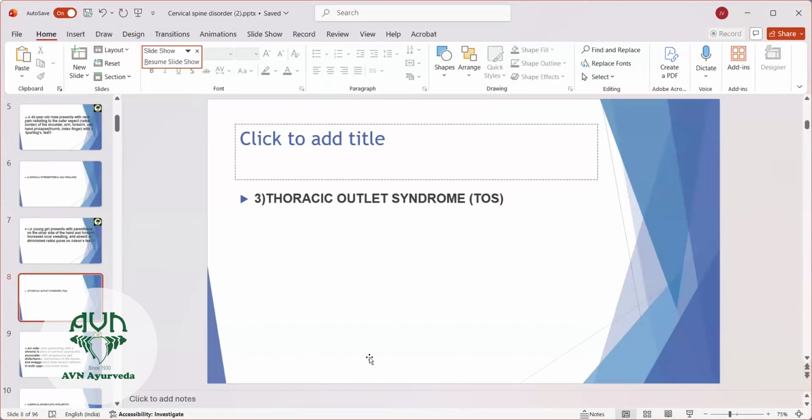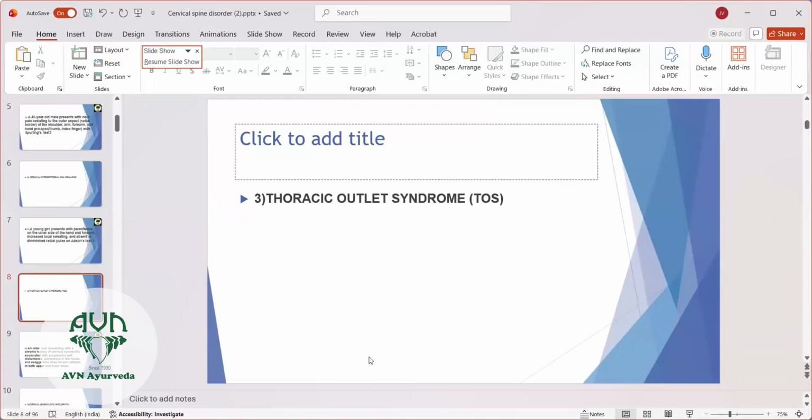Here we are doing the Roos test. As the patient sits on a stool, flex the shoulder joint 90 degrees and the elbow 90 degrees. Ask the patient to flex and extend the fingers. If the patient's pulse diminishes, that means the test is positive. That is the Roos test.